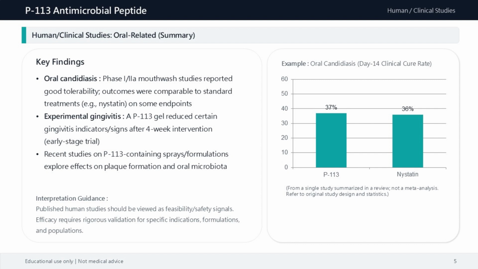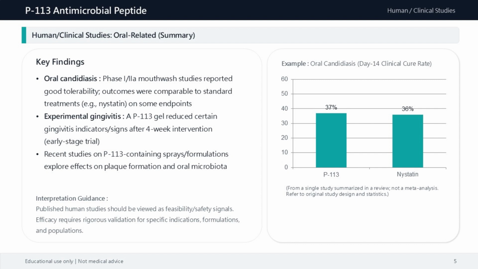Moving from the lab to the clinic, the human data for P113 is very encouraging. In Phase 1 and Phase 2 trials for oral candidiasis, P113 mouthwashes were not only well tolerated, but showed a clinical cure rate of 37%, which is remarkably comparable to standard treatments like Nystatin.